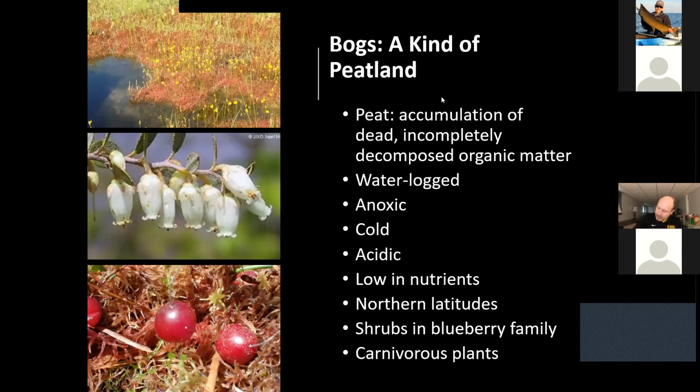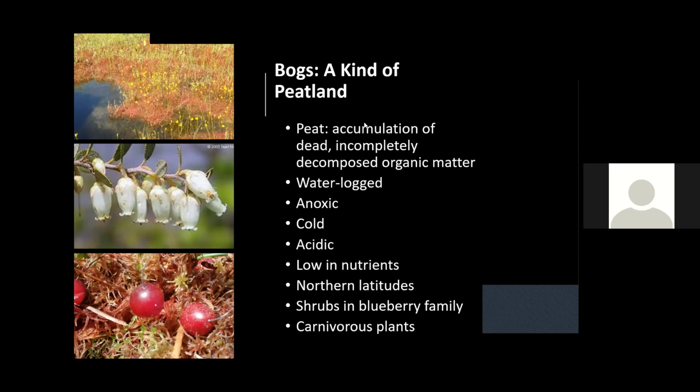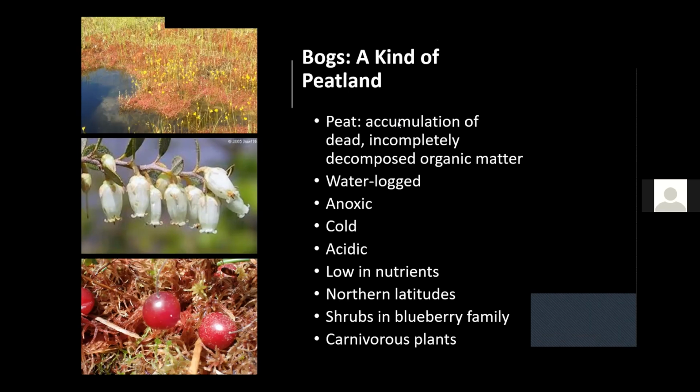So bogs are a kind of peatland, and peat is an accumulation of dead, incompletely decomposed organic matter. They tend to accumulate a whole lot of carbon. They're usually waterlogged. They're anoxic, meaning there's almost no oxygen down in those sediments. They tend to be cold just because they're low, with that cold air drainage. The ones around here are quite acidic, and they're universally low in nutrients.